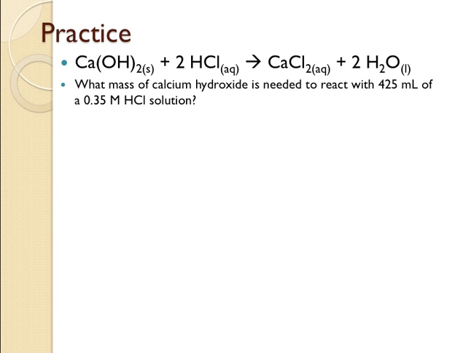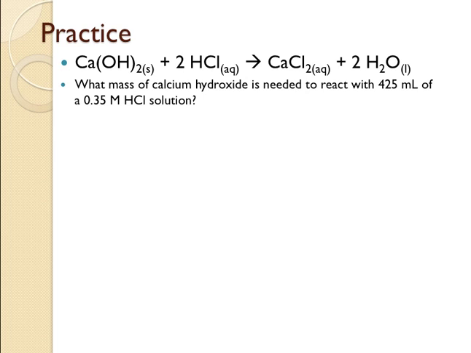Alright, in this screencast we're going to look at two examples for solution stoichiometry problems. So let's get started. The first one, looking at this equation reacting calcium hydroxide with hydrochloric acid, resulting in an aqueous solution of calcium chloride and water.